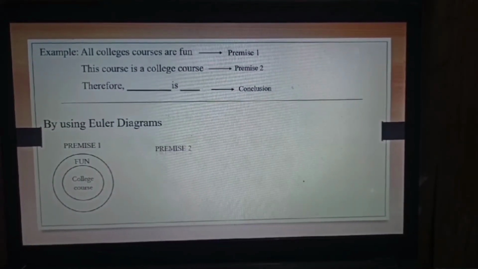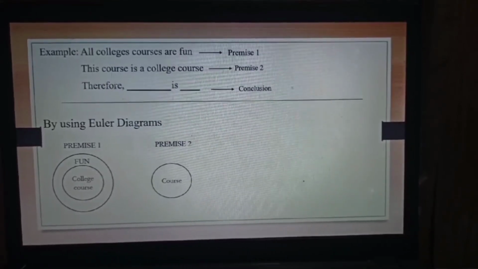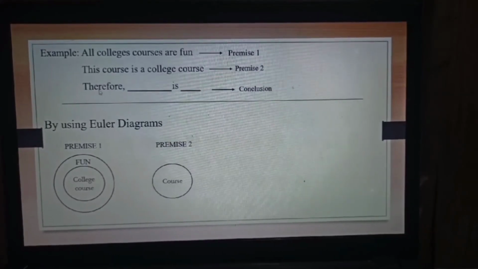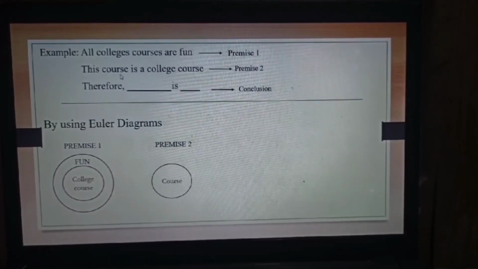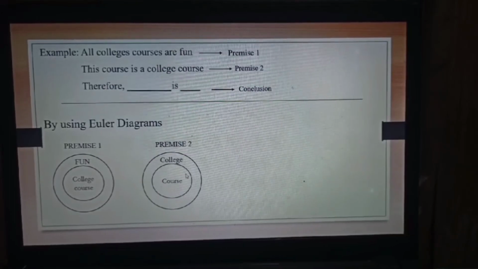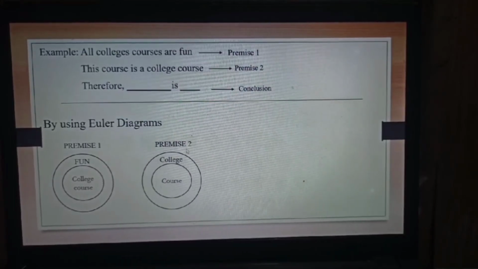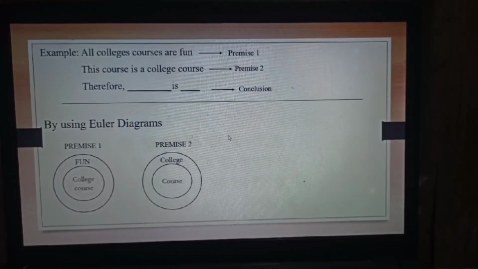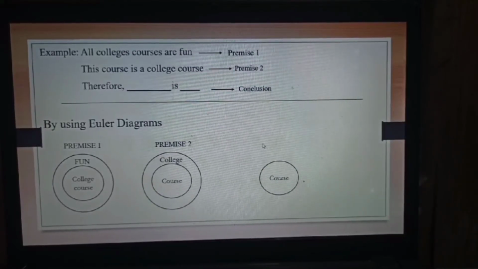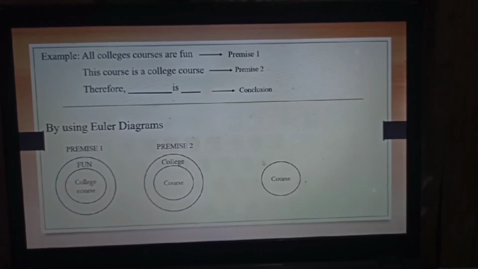So, next. Premise 2. This course is a college course. So, yung unang bilog is course. Ito yun. And then, yung following bilog is college. Is a college course. So, lahat ng course is a college course. And then, next, ito yung parang overall Euler diagram natin. First, yung course. Then next is college.